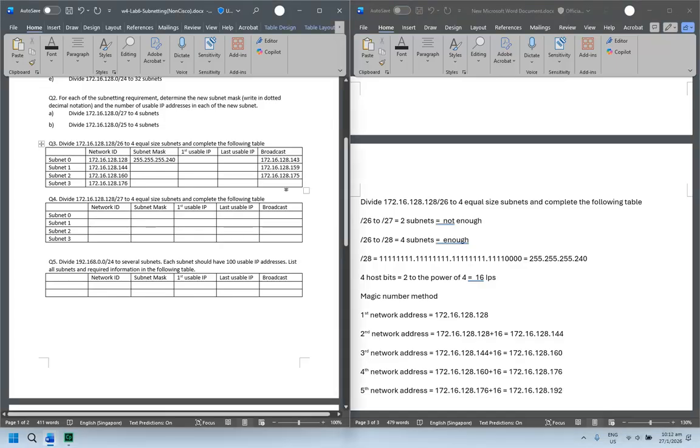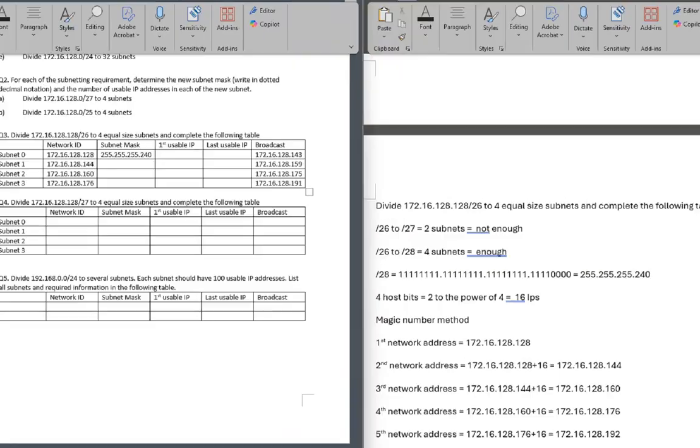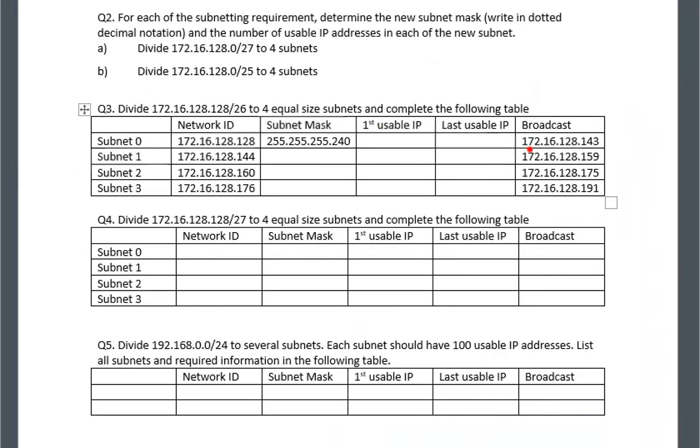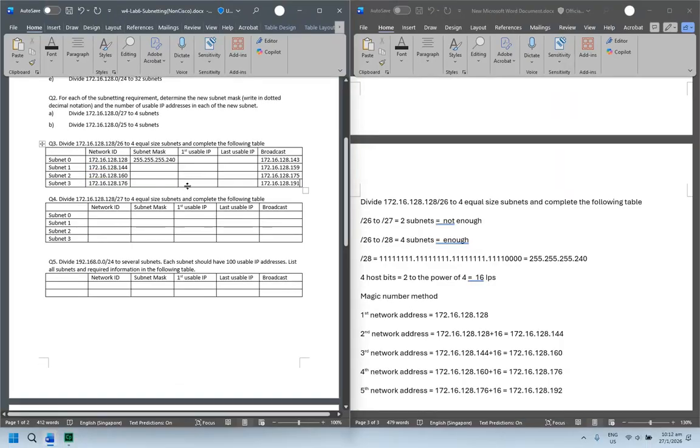Okay, so basically one less than the network address: 172.16.128.191. Okay, so you can see that the broadcast address is always one less than the network address of the following subnet. Okay, so basically you can see this happening for every single group.